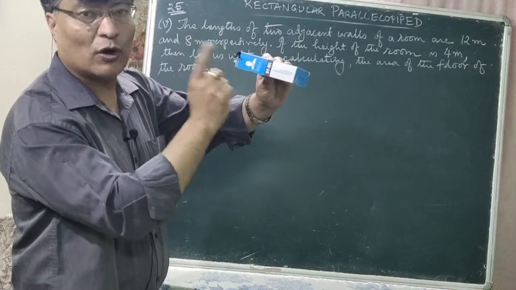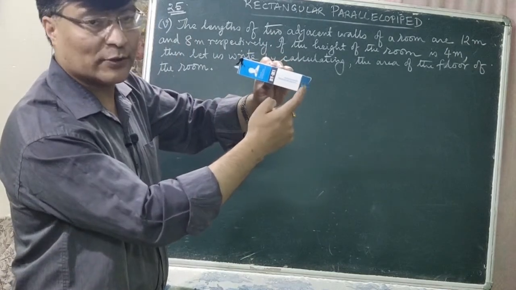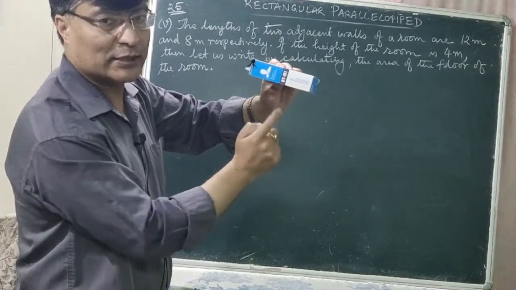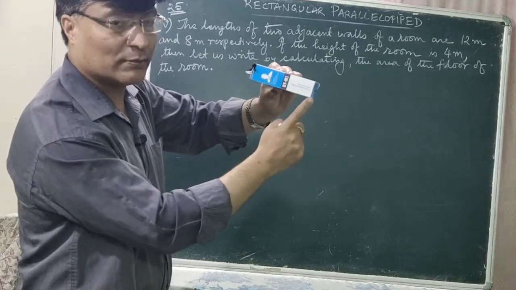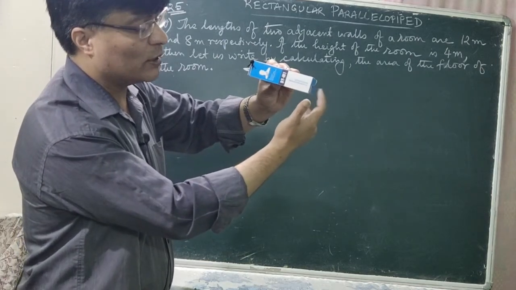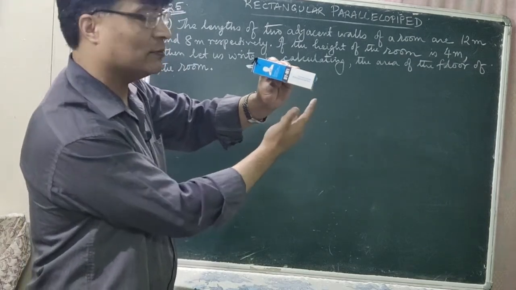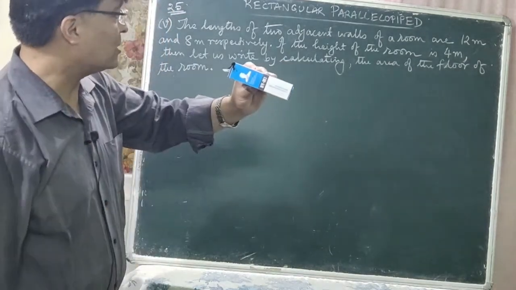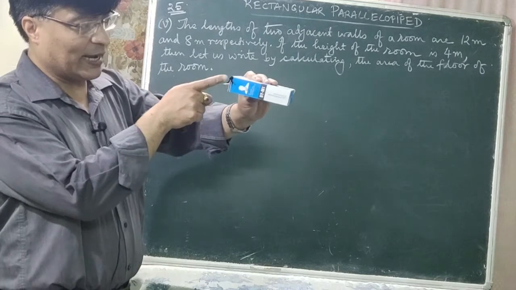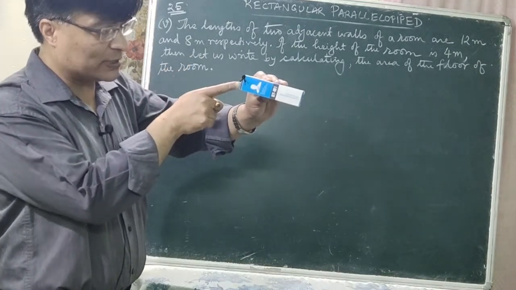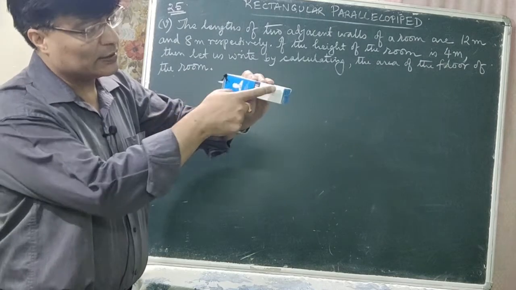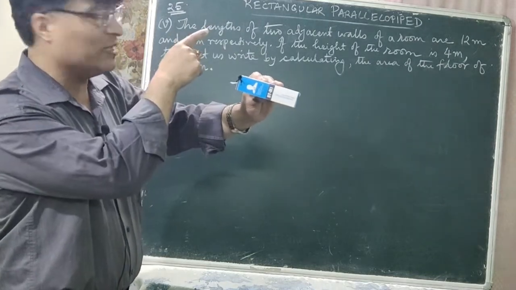The length of the two adjacent walls of a room are 12 meter and 8 meter respectively. That means what is the length of this wall? It is 12 meter. What is the length of this wall? It is your 8 meter. And the height of the room is 4 meter. This is the height. How much is the height given? 4 meter is given. This is the height. This is your 4 meter.